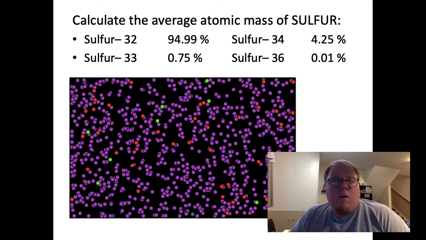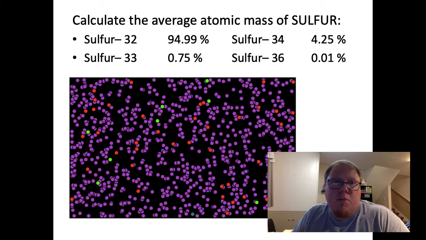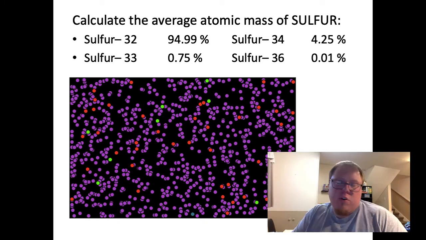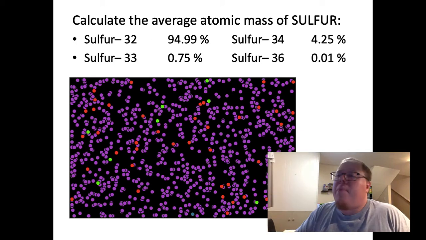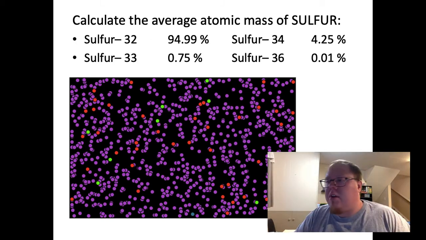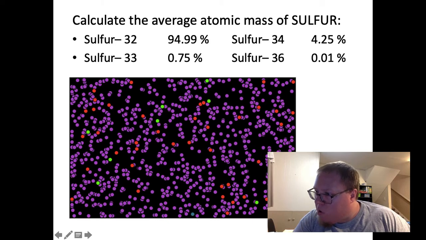Okay, so we're going to try another one. This time it's sulfur. Sulfur actually has 4 common isotopes in nature: 32, 33, 34, and 36. Don't ask about 35. It just doesn't really seem to exist in nature. I don't know why. But if you looked at sulfur, you would be able to see several different isotopes. Most of it is sulfur-32. That's 94.99%. But 33 would be these little green ones here, and 34 would be the red ones.